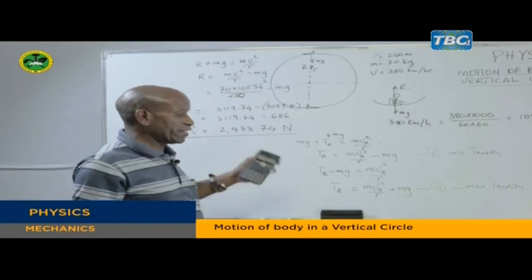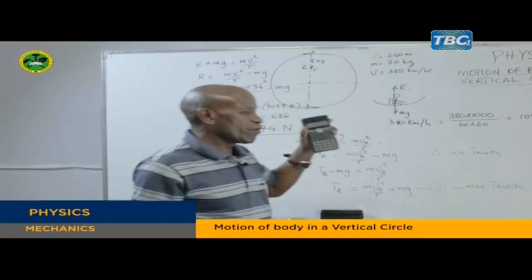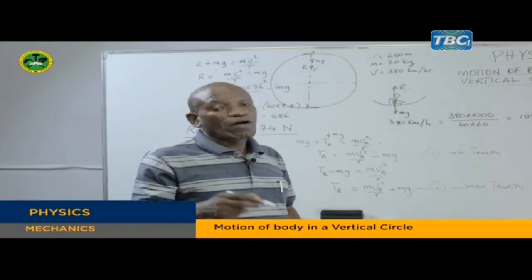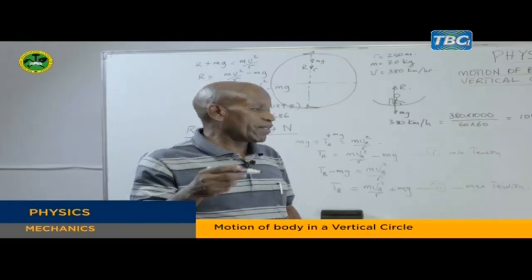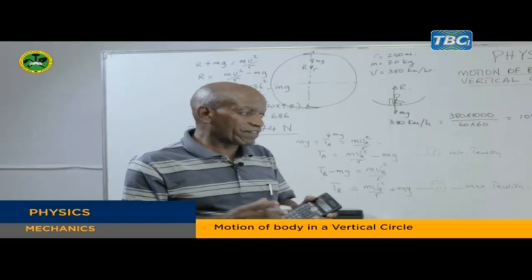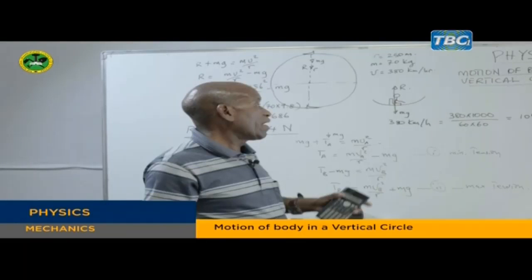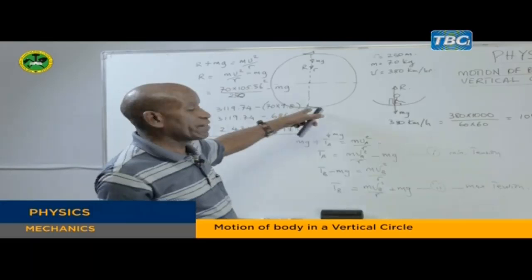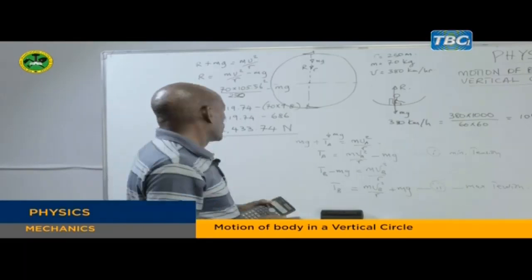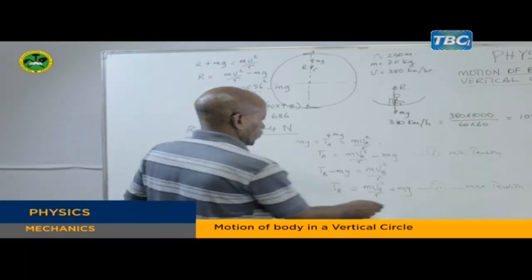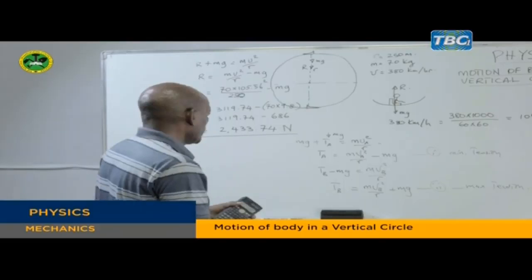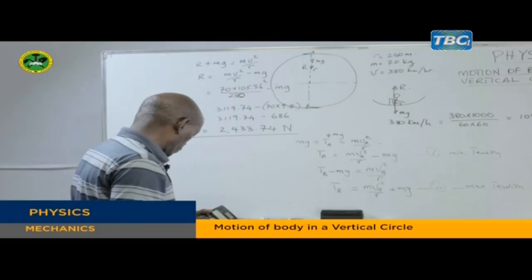But let us go and look at the second reaction, or what we call the force exerted on his feet, on his seat, on the pilot whenever he is at the lowest point, that is at the bottom of the loop. So at the bottom of the loop, we are now just going to use equation number 2, and we can solve this.